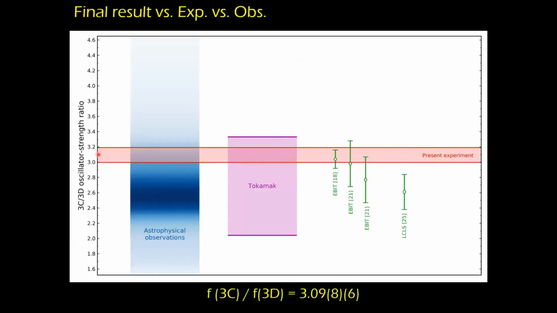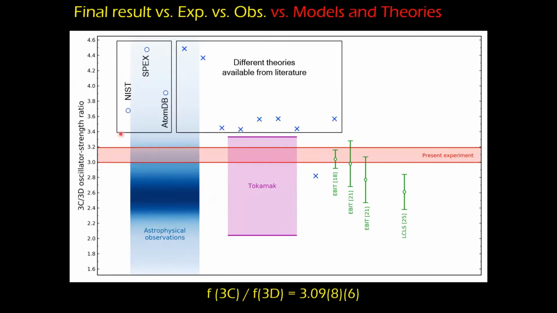And we compare with different experiments, in agreement with the tokamak and the EBIT experiment. Then we also had several astrophysical observations with different temperatures. We have a large band. We compare with the different databases available at that time, and this was in 2018. And the oscillator strength ratios in the databases were in disagreement, as well as different theories available from the literature.